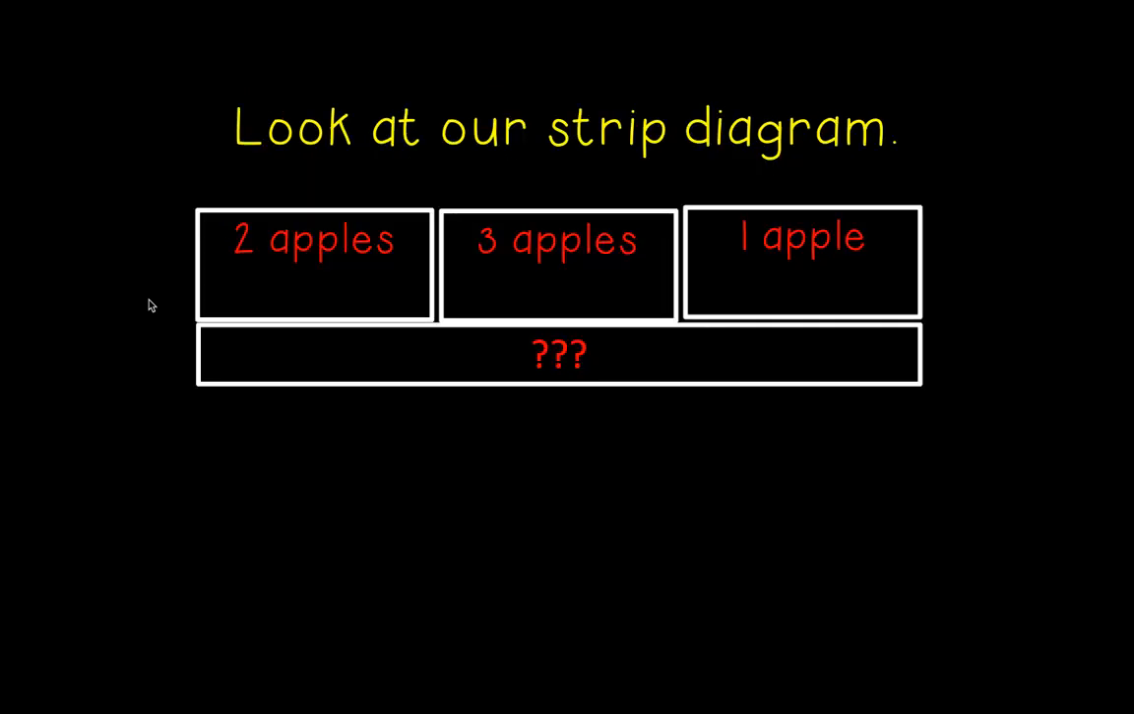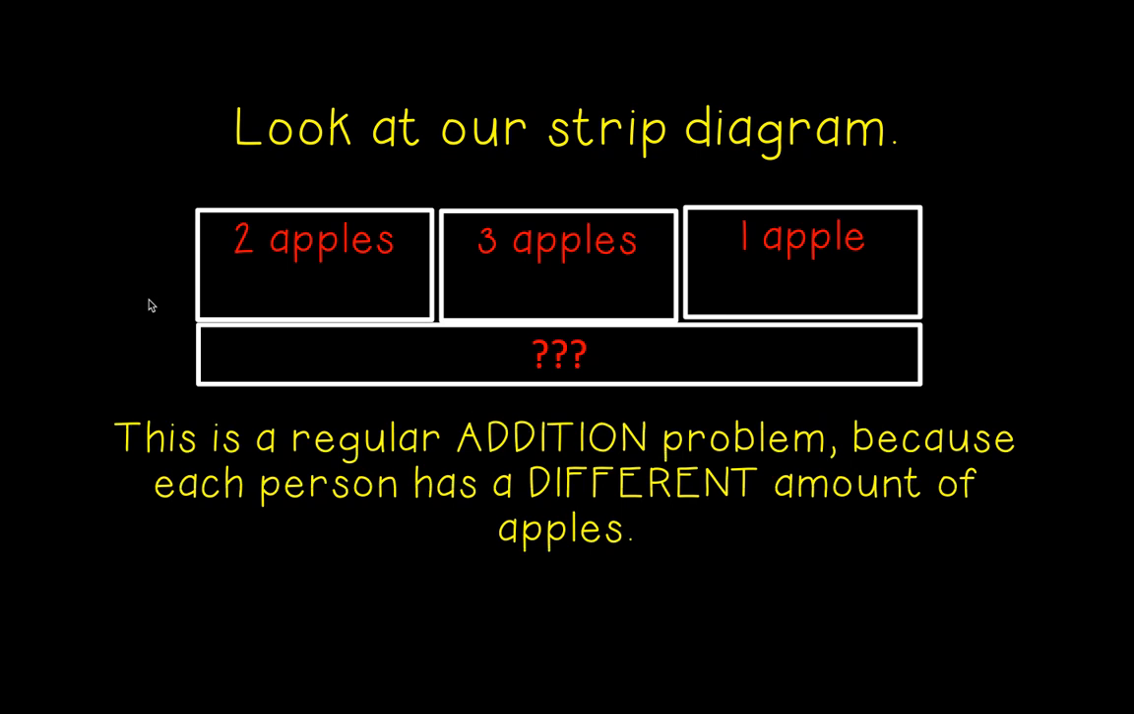So look at our strip diagram. 2 apples, 3 apples, and 1 apple. So this is a regular addition problem because it says the words in all, and we are putting together to see how many apples Joseph, Leah, and Camden have. And then this is also addition because each person has a different amount of apples. So remember, we are not talking about addition. We're actually talking about multiplication.